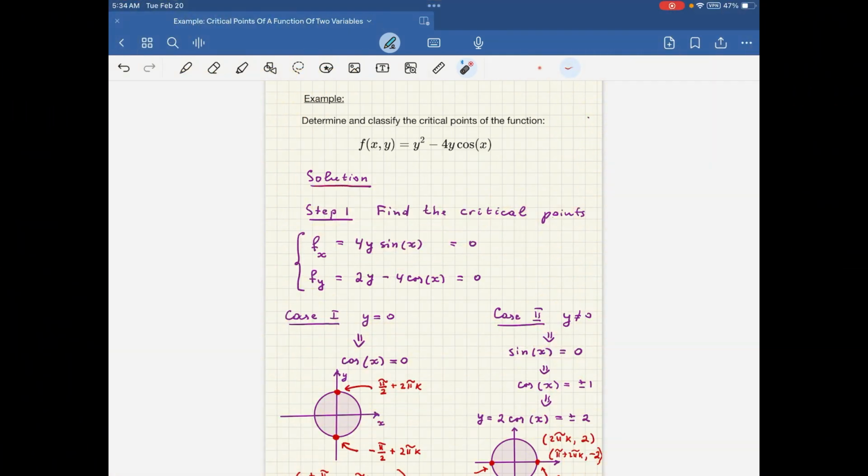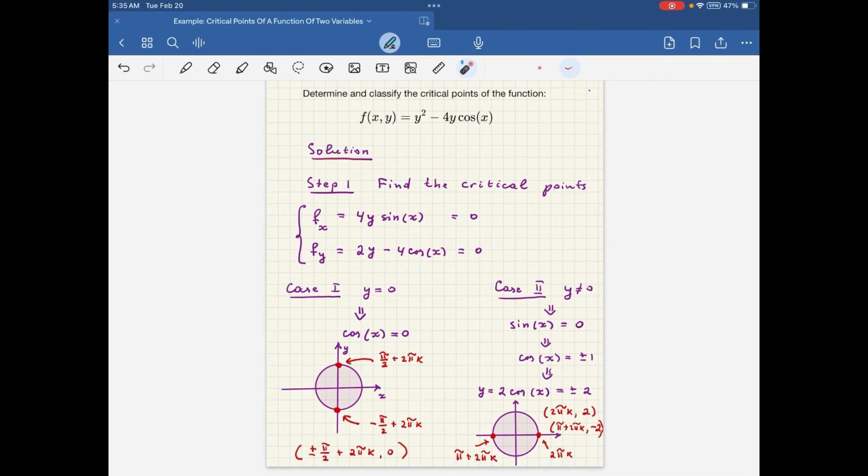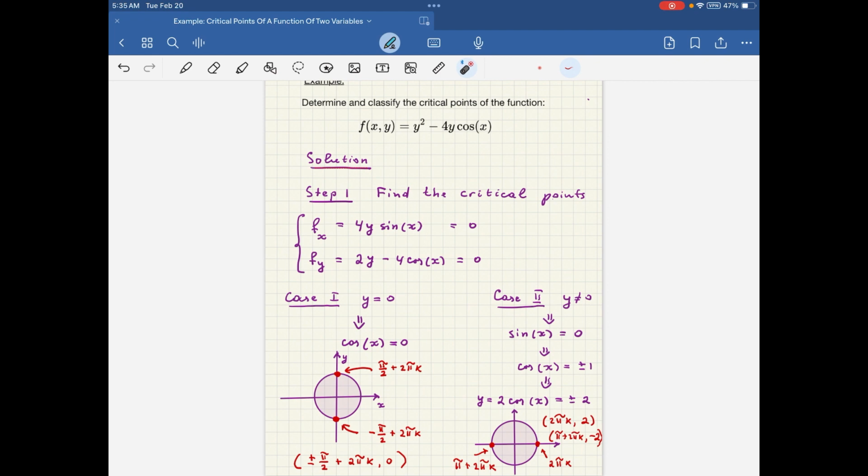In this video recording, we will take a look at the following example. Determine and classify the critical points of the function f of x, y equals y squared minus 4y cosine x. Our first step here is to find the critical points of this function.